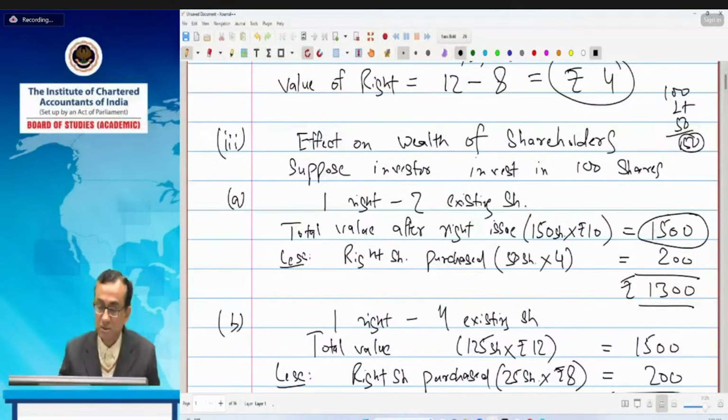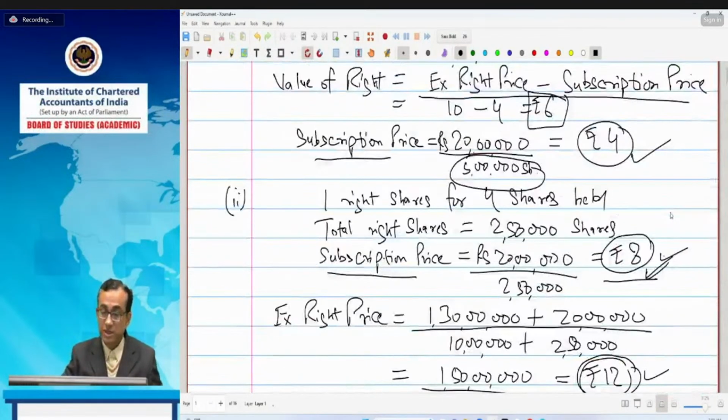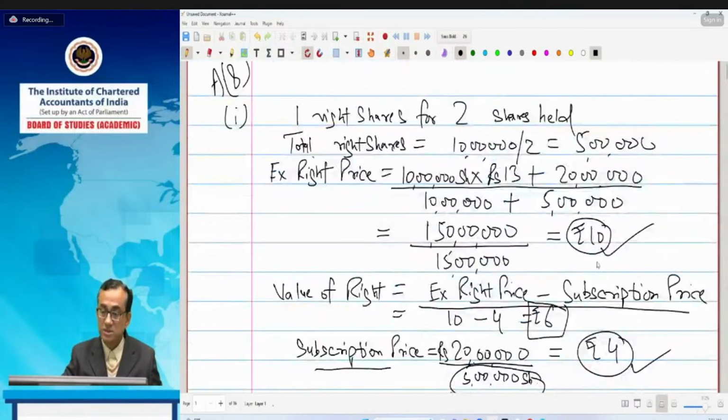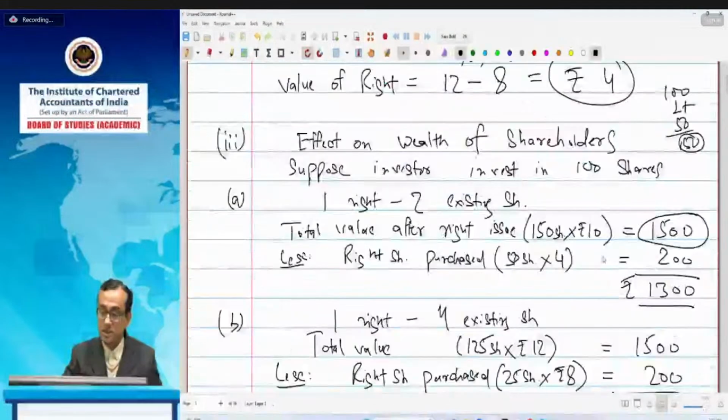That is, what is the total number of shares? 100 shares the investor is already holding. Now he got 50 additional shares, and it is multiplied by the current value. This is the subscription price, that is 10 rupees in this case. So multiplied by rupees 10, it is 1500.